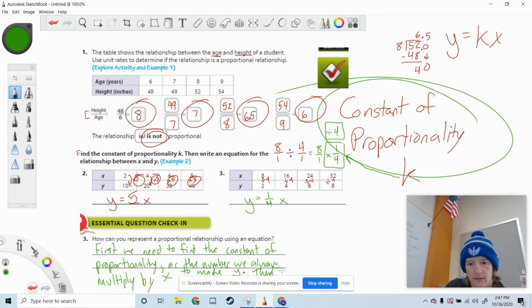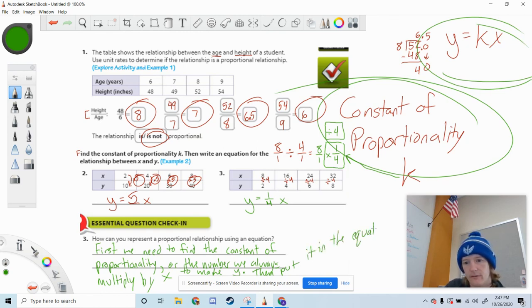Then we're going to put it in this equation, y equals kx, where k is the constant. So our equation here, y equals 1/4 x. Here's our equation, y equals 5x. We found that this was times 5. We found that this was times 1/4. And we just plugged it into that equation, just like that.